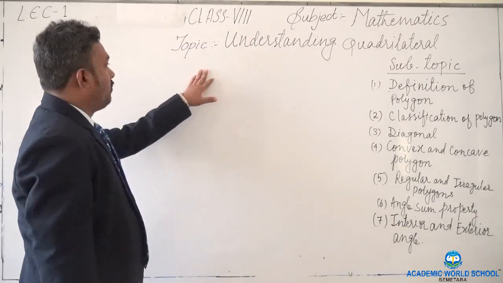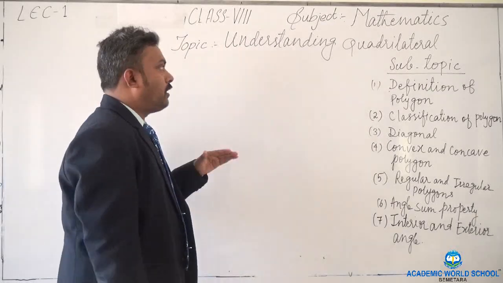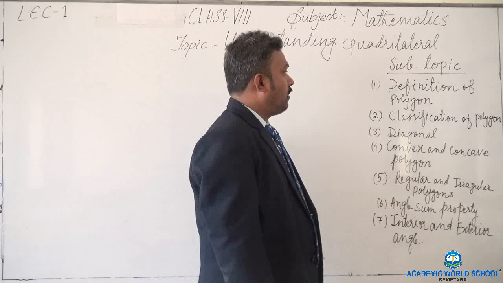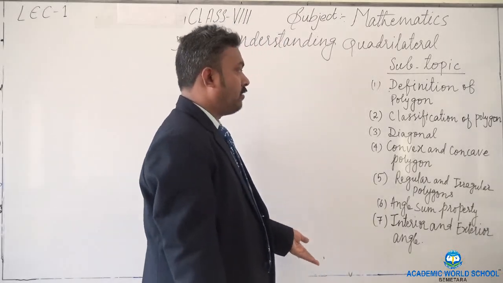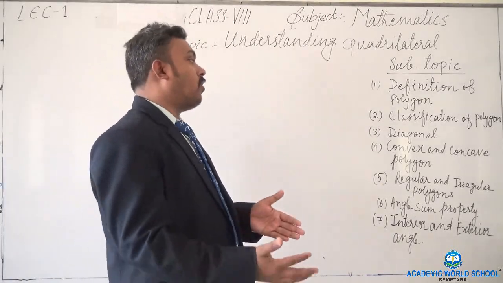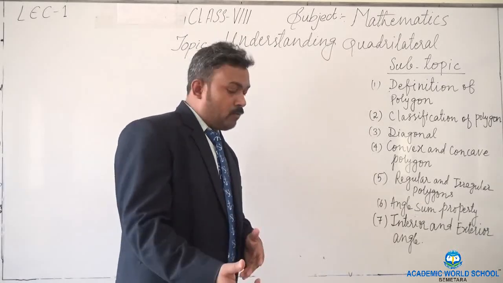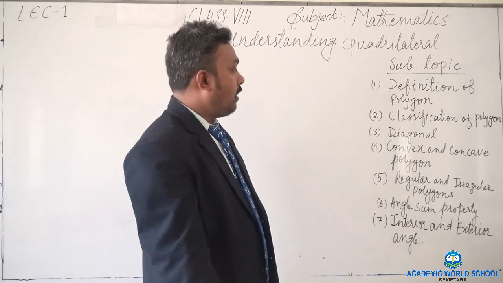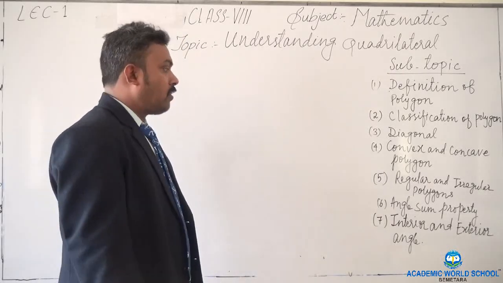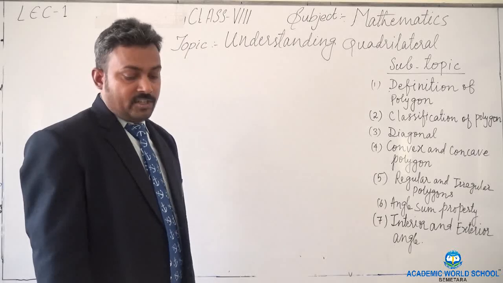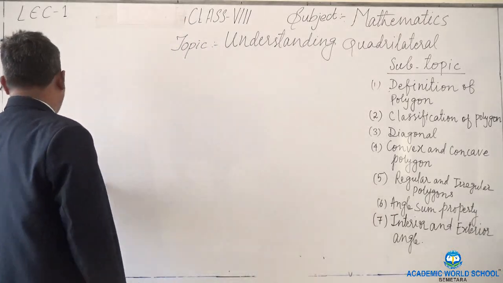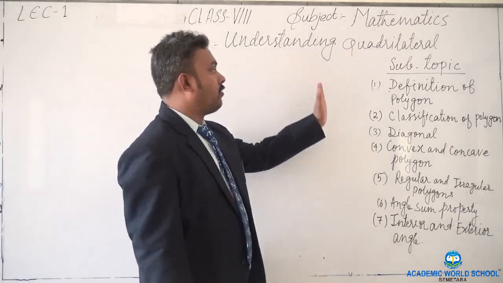So, in this chapter, Understanding Quadrilateral, today what we are going to learn are the definition of polygon, classification of polygon, diagonals and the formula to find diagonals, convex and concave polygon, regular and irregular polygon, angle sum property of polygon, especially angle sum property of quadrilateral, interior and exterior angles, and the formula for interior and exterior angles. So these things we are going to study.